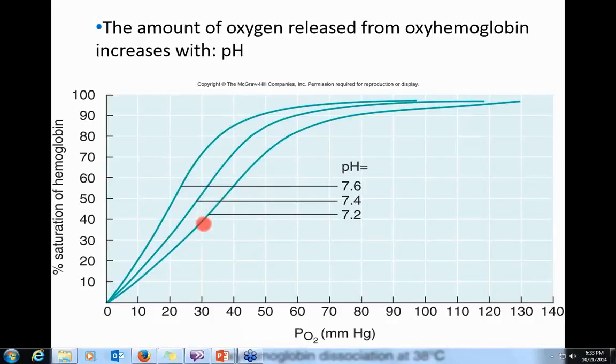what this is saying, higher acidity means more carbon dioxide. So this curve shifts to the right, and what that means is that hemoglobin is going to let go of oxygen more easily. When the pH, in this line to the left, when the pH is higher, more basic, then hemoglobin is going to hold on to the oxygen more.